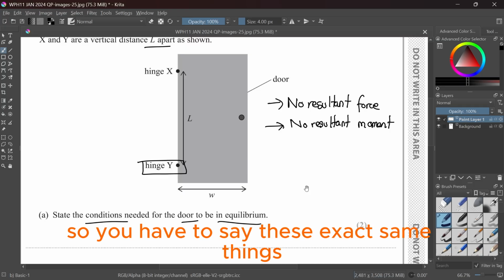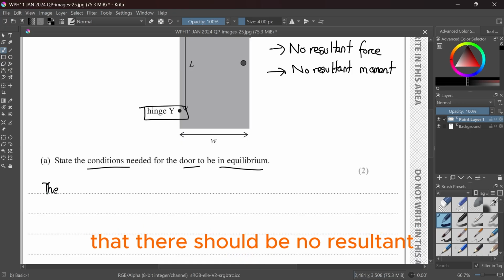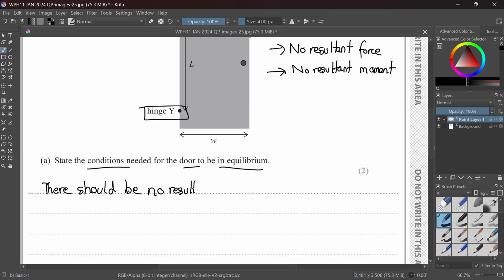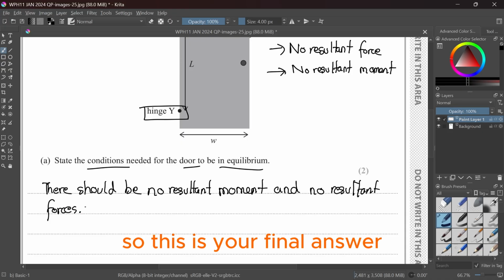So you have to say these exact same things, that there should be no resultant moment and no resultant forces, right? So this is your final answer.